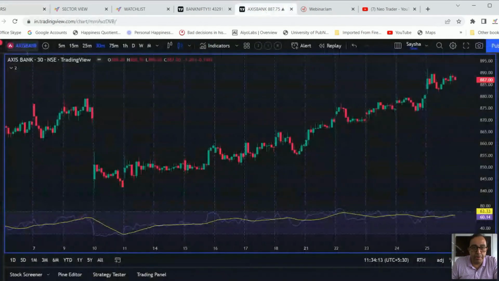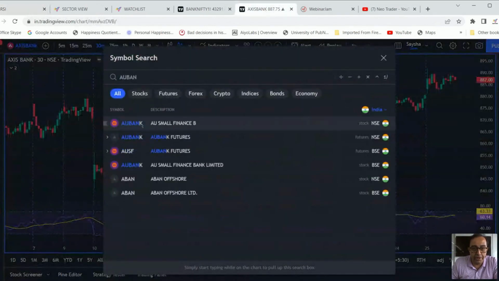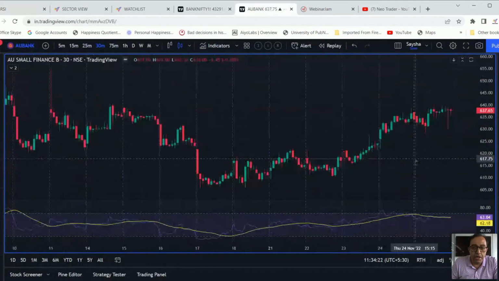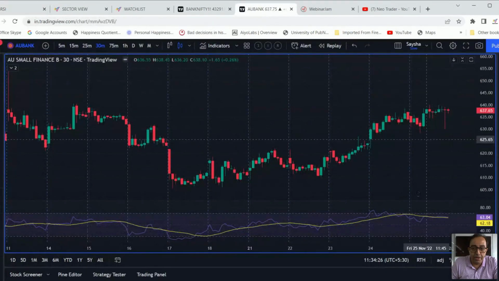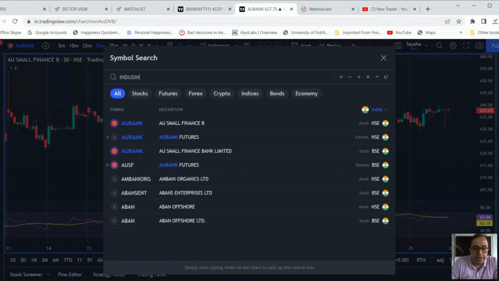The stock which I preferred instead was AU Bank. This is the chart of AU Bank, and you can see that the prices are going up and RSI is trying to come up. So here you can have some positioning. Then we spoke about IndusInd Bank.